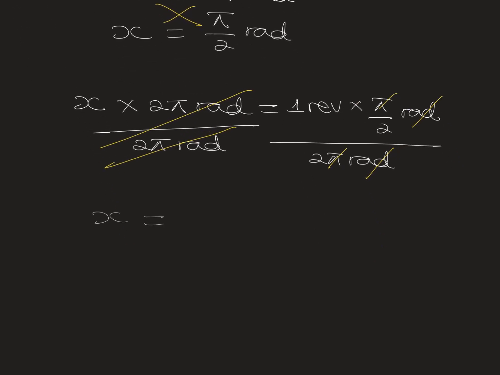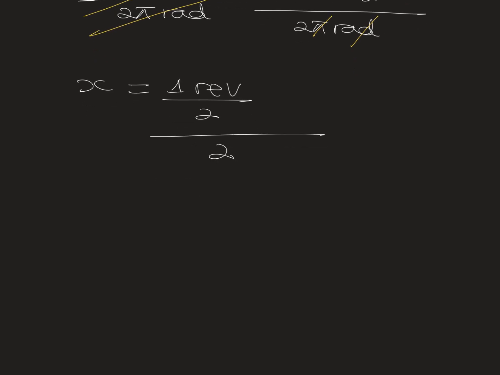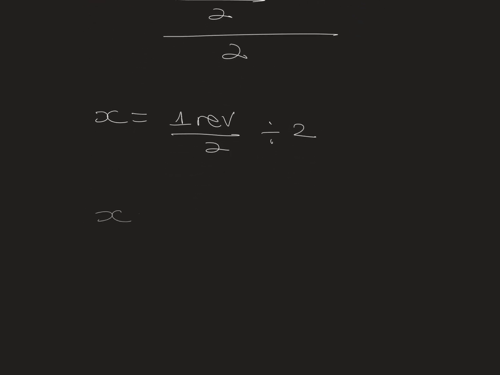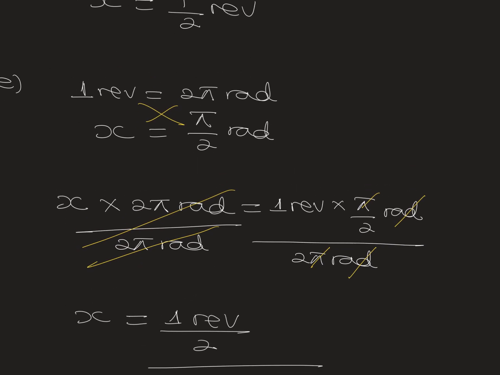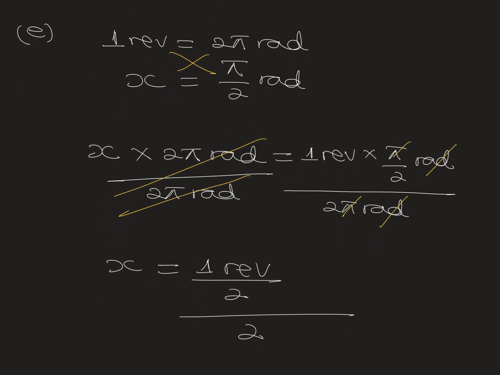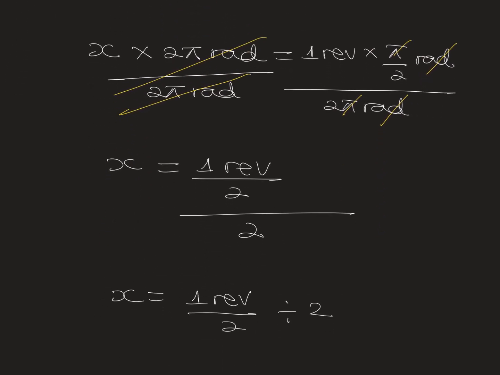X is equal to 1 revolution over 2 divided by 2. So that is the same as x is equal to 1 revolution over 2 times 1 over 2. So x will be equal to 1 over 4 revolutions. Okay? So that is what pi over 2 is.